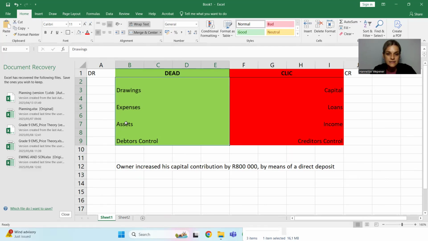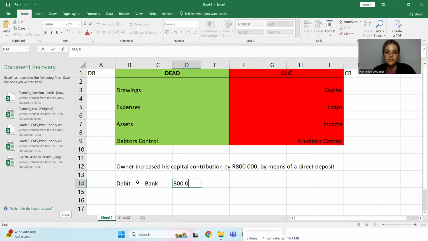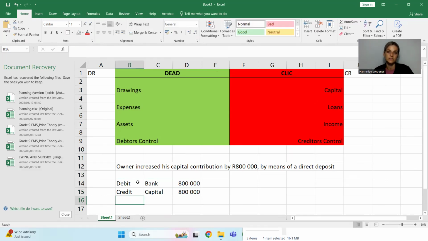Bank is an asset. So I will also increase my assets. Therefore, I'm going to say I'm going to debit bank with 800,000 Rand. And I'm going to credit capital with 800,000 Rand. And there we go. That is basically what we are doing here with the debt click. It just helps us to remember when something increases with a debit and when it increases with a credit.